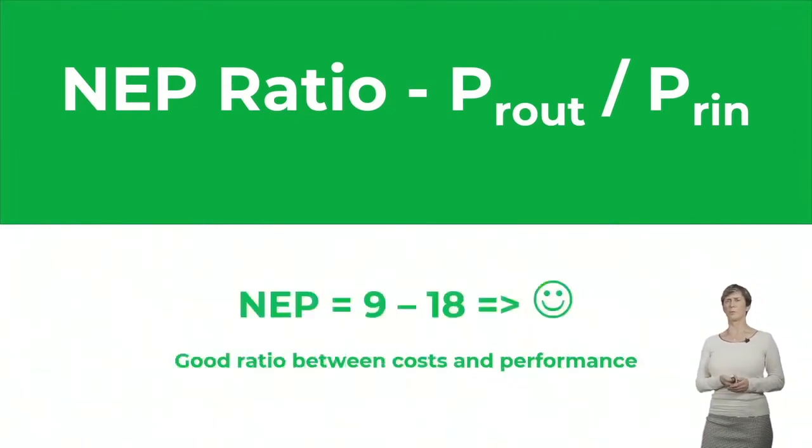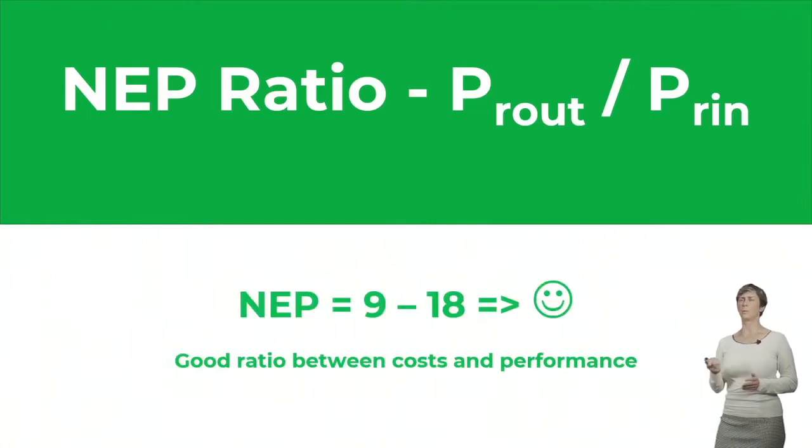The optimal choice will be when we move from 9 to 18. This means that we have a very good ratio between the costs and the performance of the unit. The higher the better within this interval.